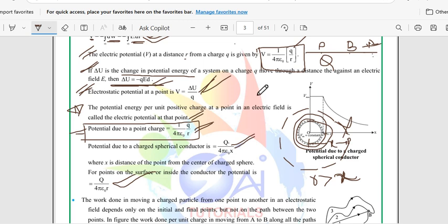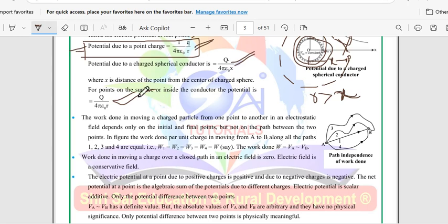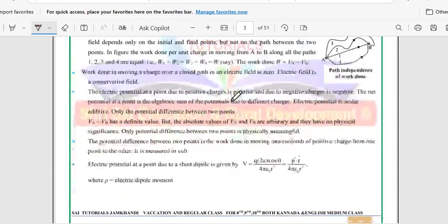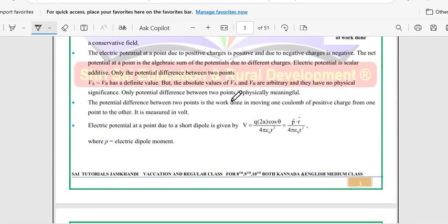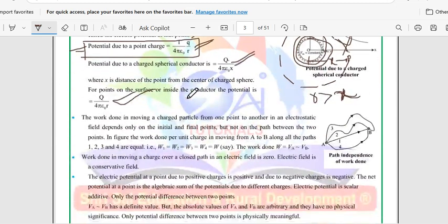Potential due to a point charge is 1 divided by 4 pi epsilon naught into q divided by r. And potential due to a charged spherical conductor, how it will be derived, we have seen here, where x is the distance of the point from the center of the charged sphere. For a point on the surface or inside the conductor, the potential will be like this. So in the next concept, we go on understanding the concepts related to electrostatic potential. So these are all the phenomena I have discussed today. So the introduction part is over.